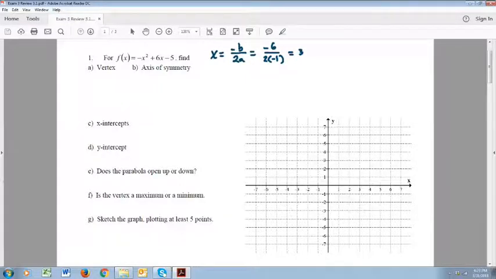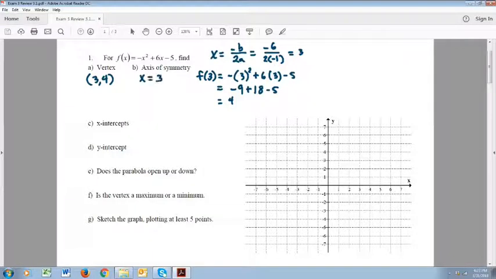And so we're going to end up with 3 here. 6 over negative 2 is 3. So then to find the y value of the vertex, we'll plug 3 into the function. And when you do that, you get negative 9 plus 18 minus 5, which is going to be 4. So the vertex is the point 3, 4, and that means our axis of symmetry is x equals 3. It's always x equals whatever the x value of the vertex is. And so let's go ahead and plot this point, our vertex, and x equals 3.